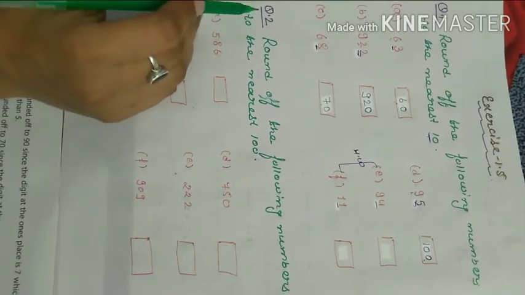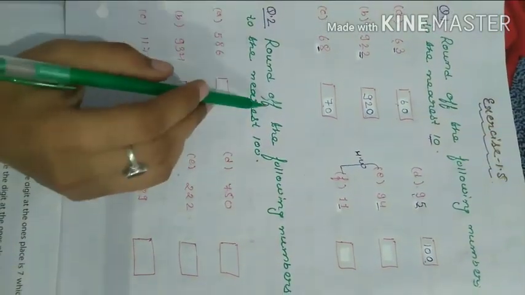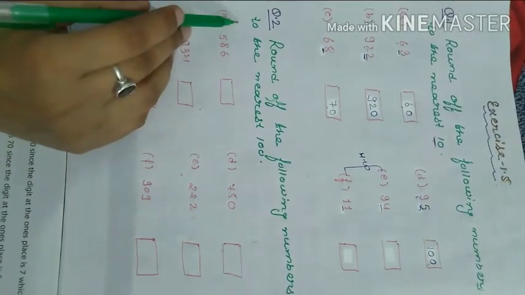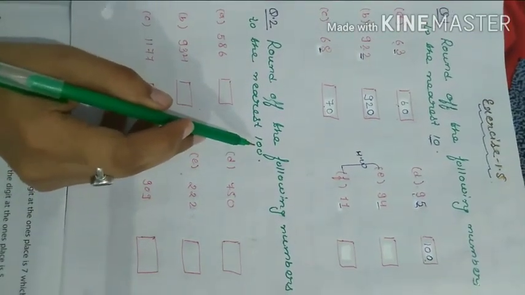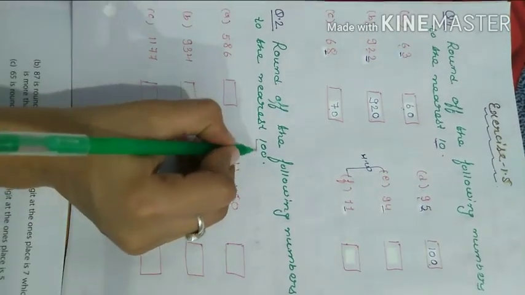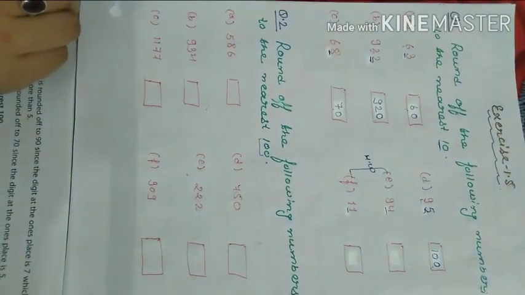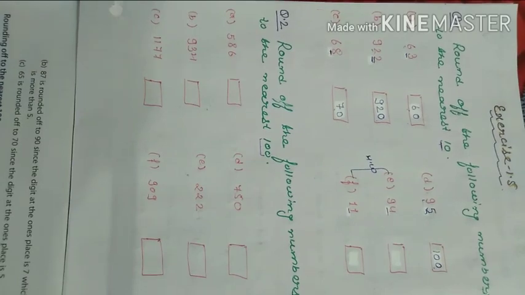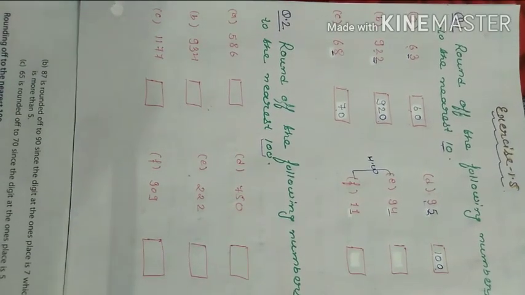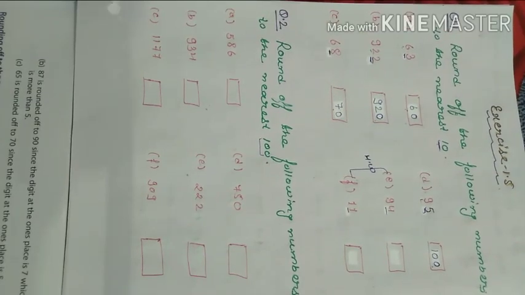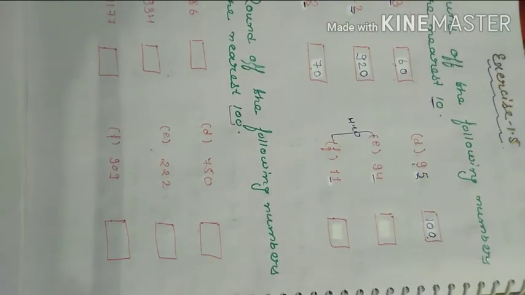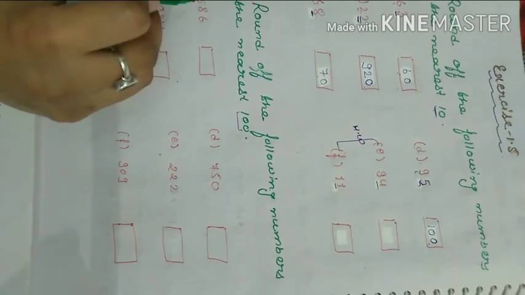Now the second question is: round off the following numbers to the nearest 100. Now here we have to round off the number to the nearest 100. Okay, so for the nearest 100 what do we have to do? We have to see the digit at the tens place. Now look at question number 1.